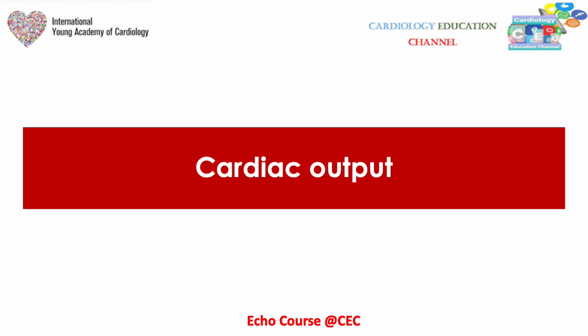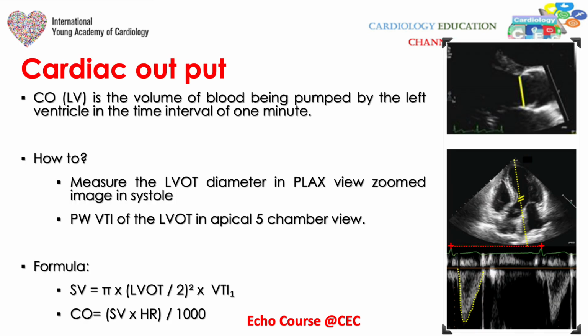Now moving on to other parameters that give you an idea about left ventricular systolic function: the cardiac output. This is the net result of the ejection fraction sending blood into the circulation. And how do we calculate the cardiac output itself? You can use the Doppler method. The cardiac output is the volume of blood being pumped by the left ventricle in a time interval of 1 minute.